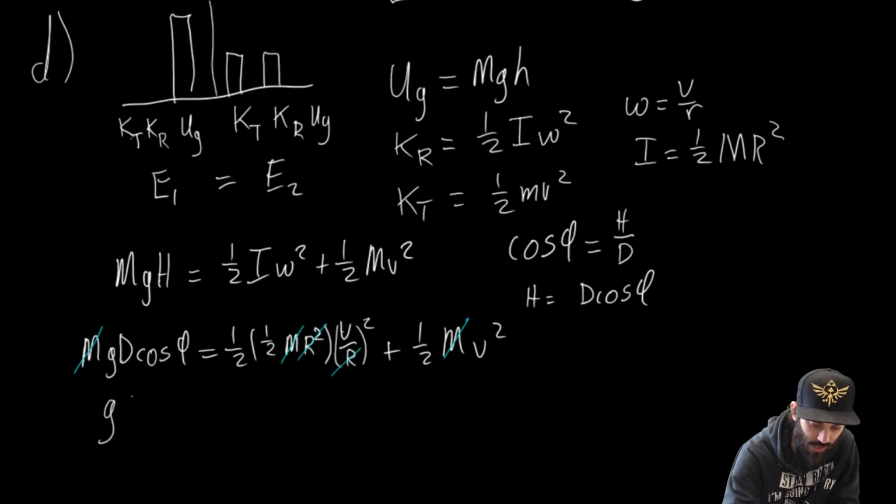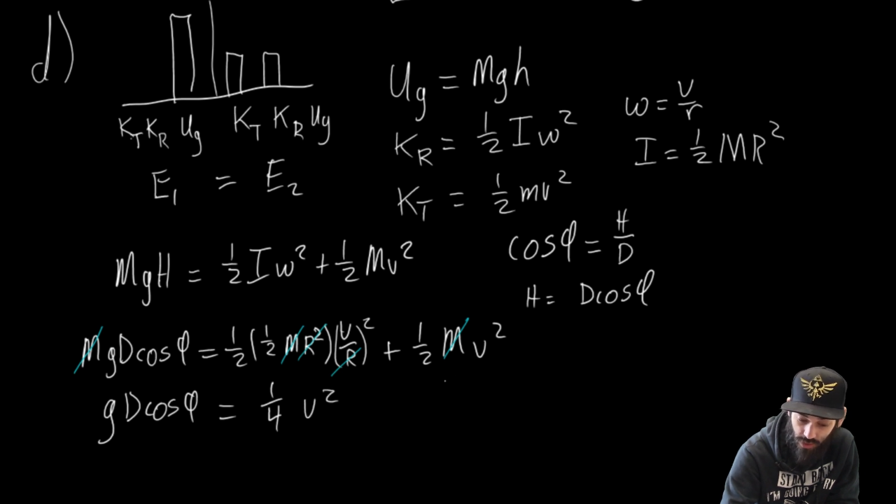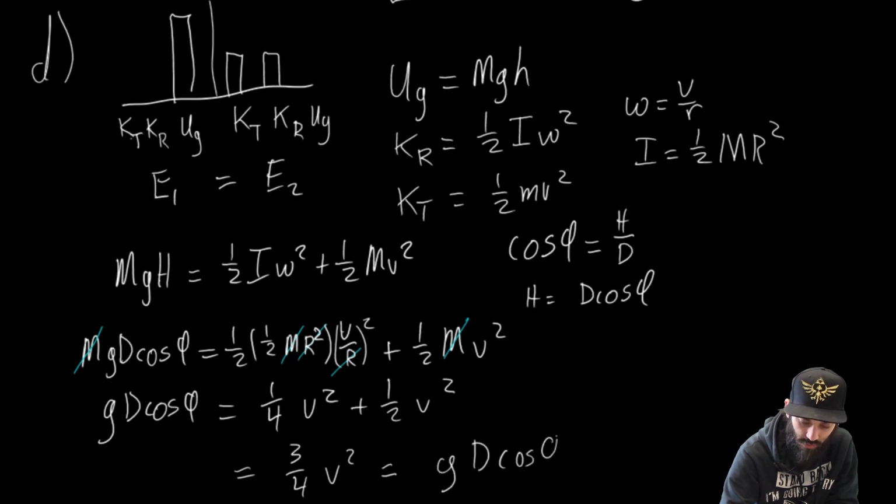So this is going to be g times d times cosine of phi is going to be equal to 1/2 times 1/2 is 1/4 times just v squared, and then plus 1/2 times v squared. 1/2 plus 1/4 is 3/4, so this is going to be 3/4 times v squared is going to be equal to g d cos phi, and we're almost there.